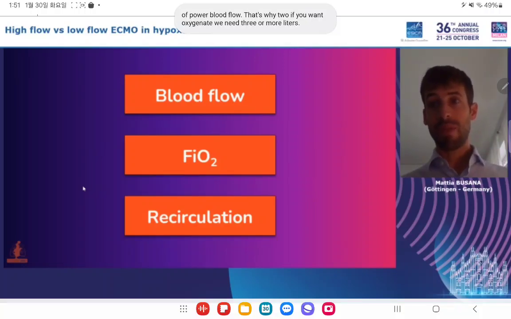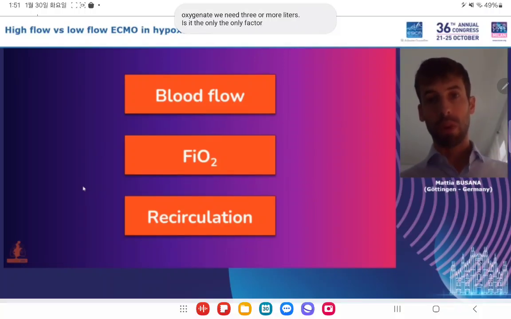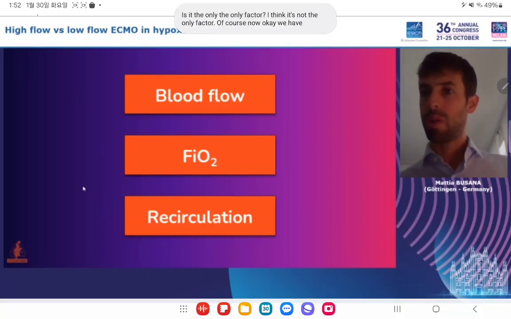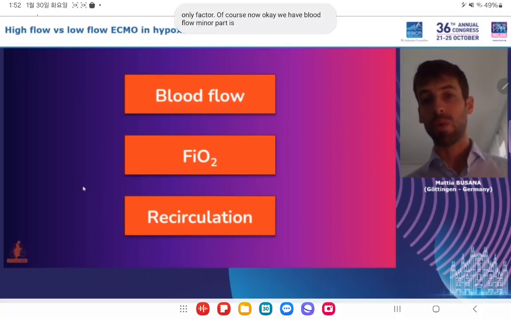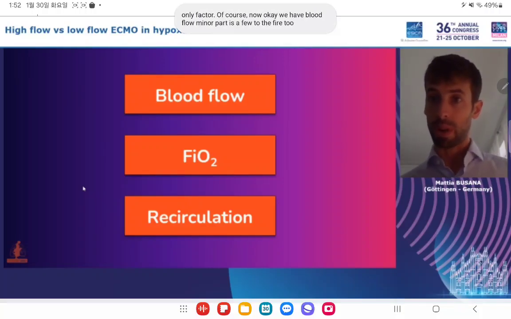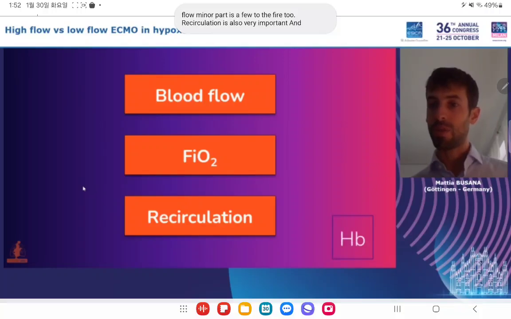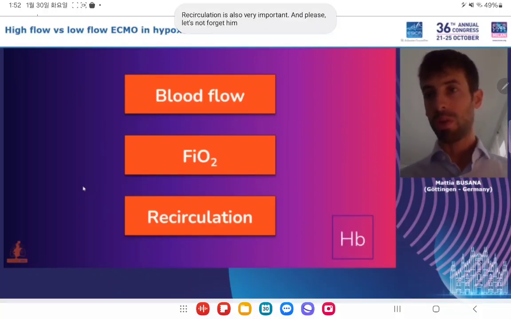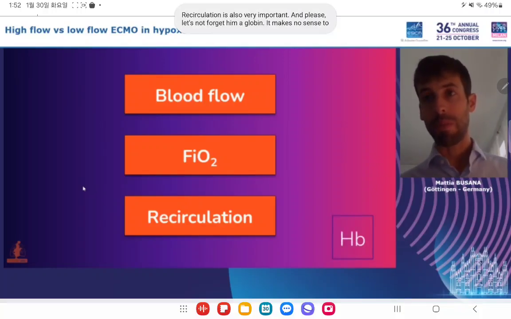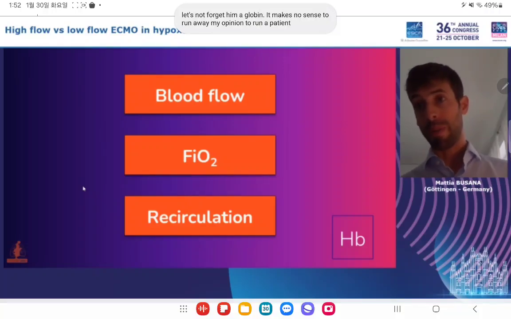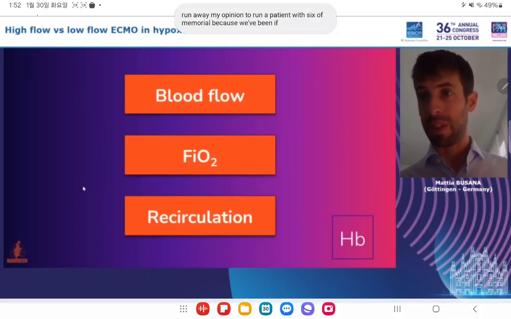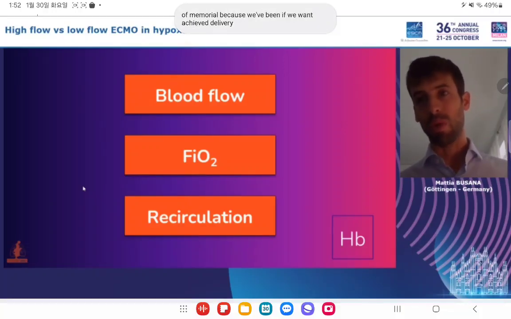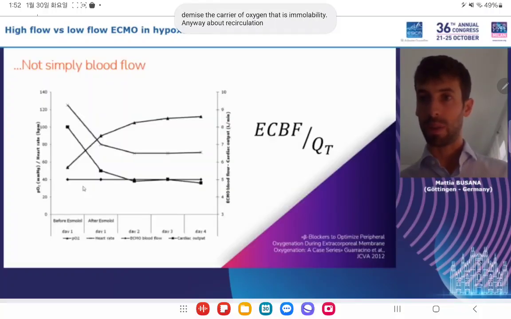Is it the only factor? I think it's not the only factor. Of course, we have blood flow. Minor part is the FiO2. Recirculation is also very important. And please, let's not forget hemoglobin. It makes no sense in my opinion to run a patient with 6 of hemoglobin on ECMO, because if we want to achieve delivery of oxygen, then we need also to optimize the carrier of oxygen, that is hemoglobin. And about recirculation, we have quite interesting things to say.